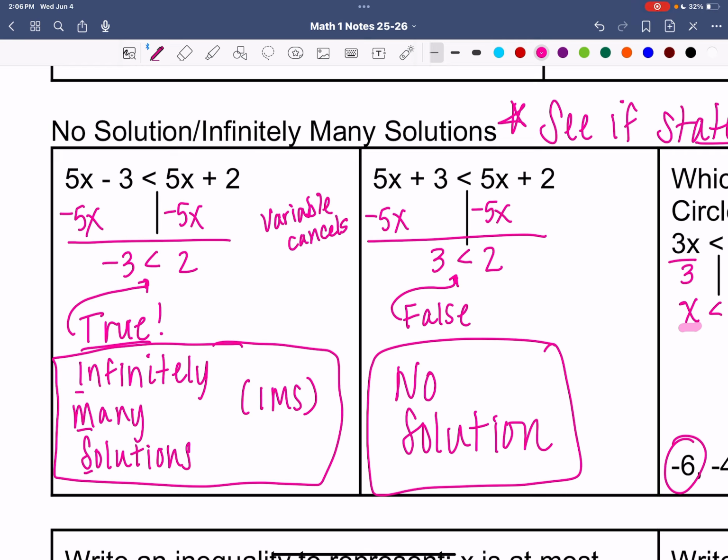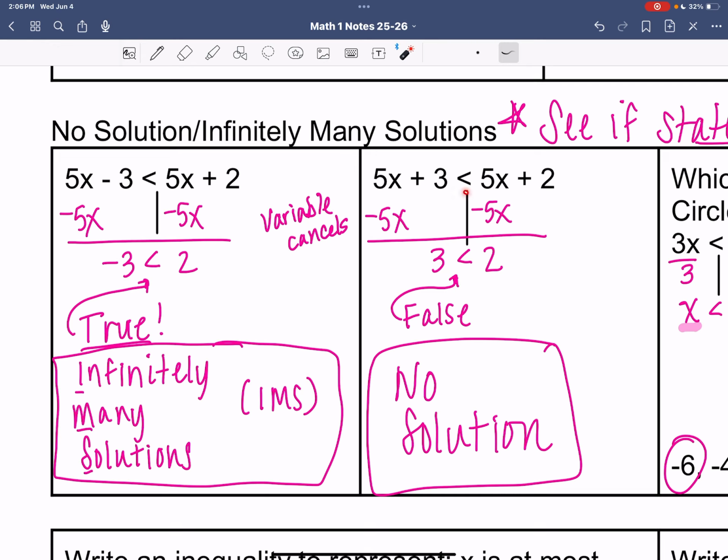you have to look at your final statement. So your final statement says -3 is less than 2. Well, that is true. So what that means is it's infinitely many solutions is your answer, because the statement is true. It doesn't have to be -3 and -3. Your statement is true. And then now let's look over here.